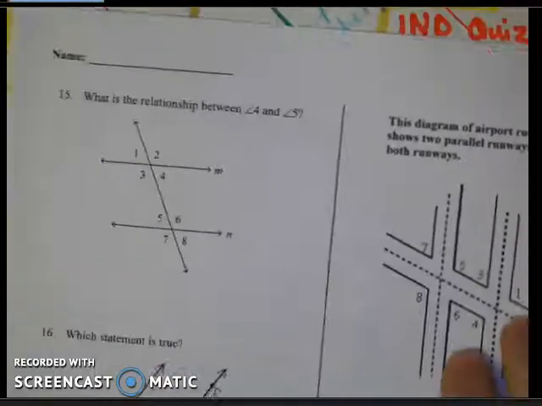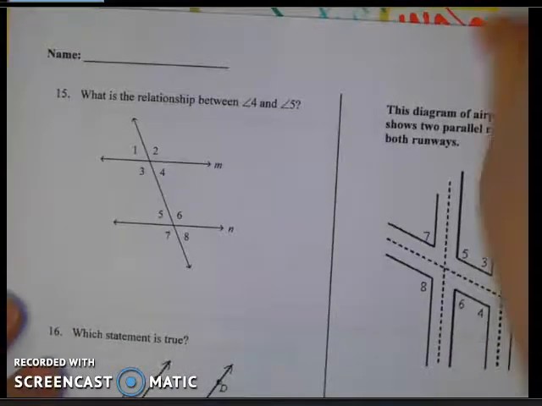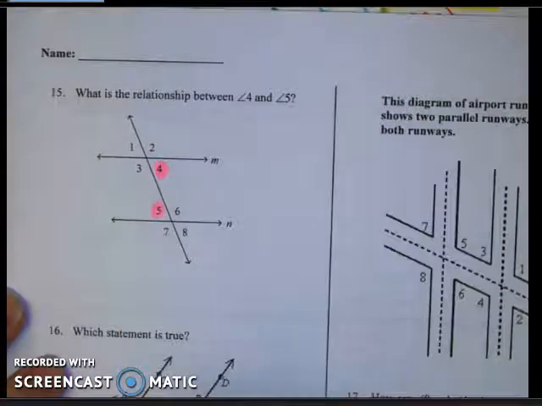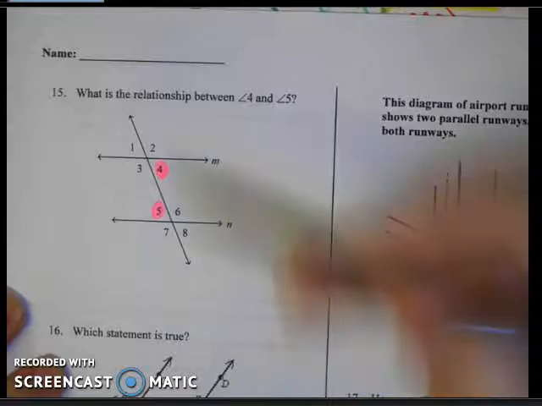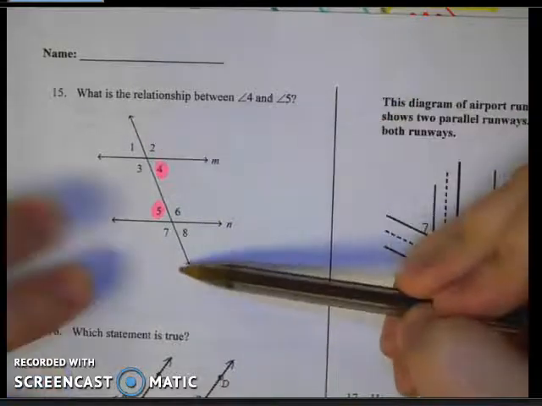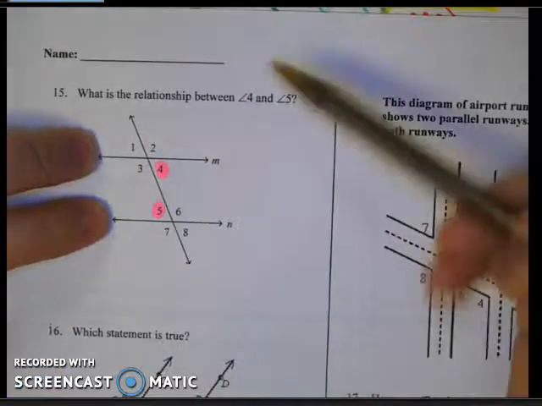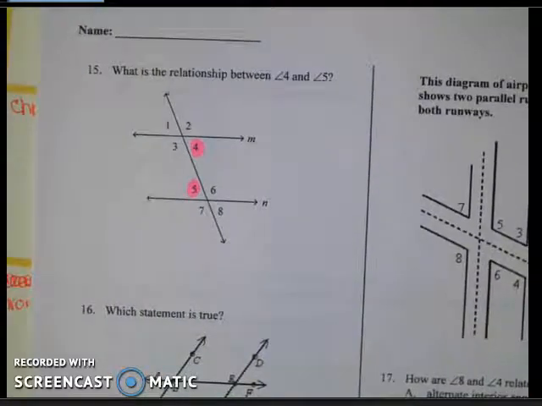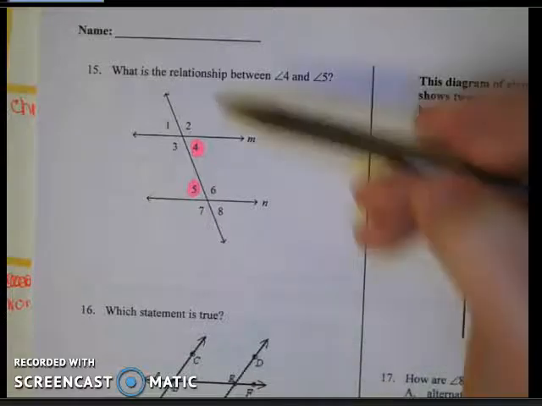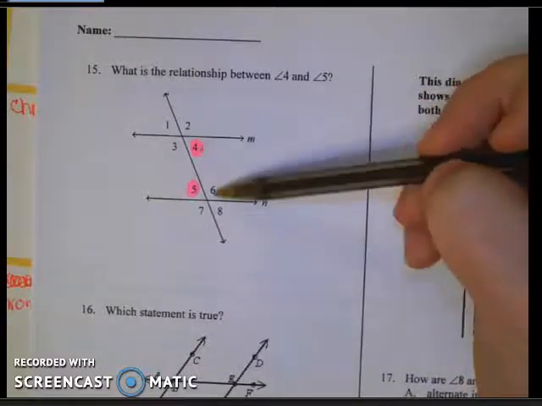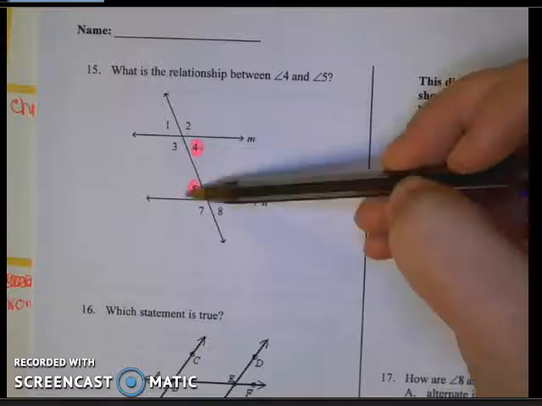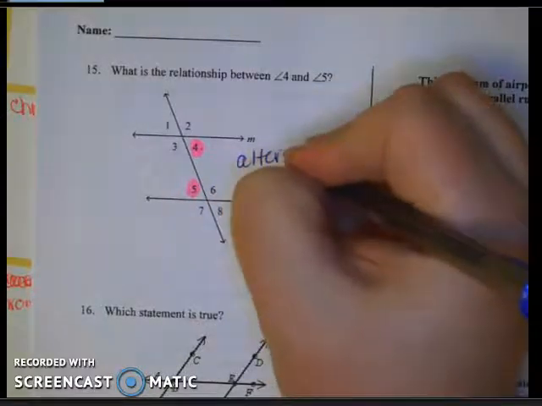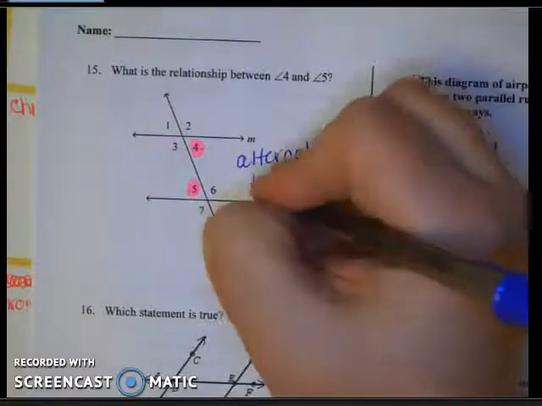Alrighty. Number 15. What is the relationship between angles 4 and 5? Just like the last example, we're looking for our transversal, a line that cuts two others. So we should notice that angles 4 and 5 are between M and N, so that means they're part of the interior. Are they consecutive on the same side of the transversal or on alternate or opposite sides? These are alternate interior angles.